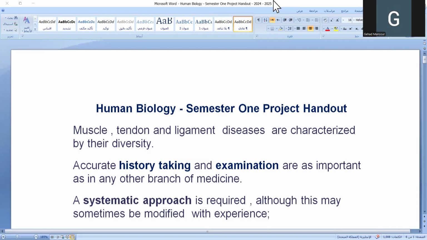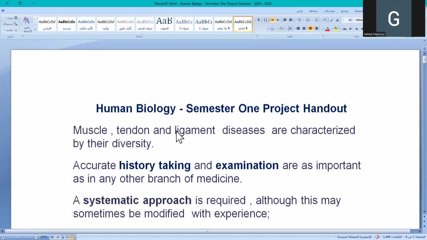But since tendons and ligaments are very closely related to muscles, you might discuss a muscle disease or a tendon disease or a ligament disease. So you might discuss a disease that is related to the muscles, or to the tendons, or to the ligaments. And we have a diversity of muscular diseases that we can discuss.